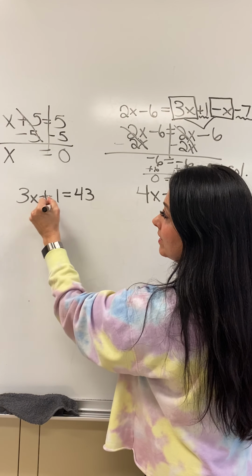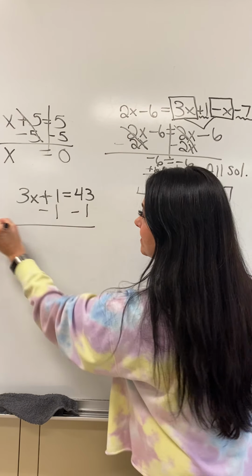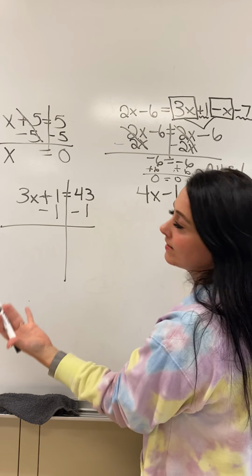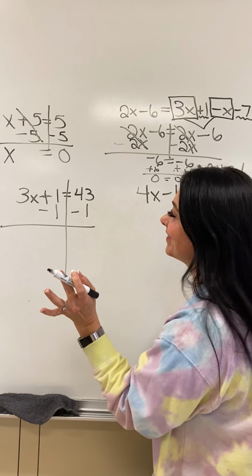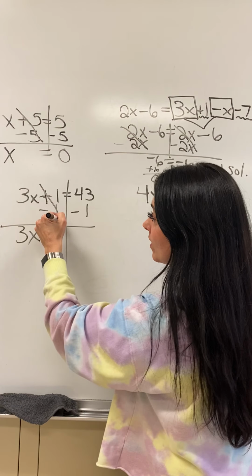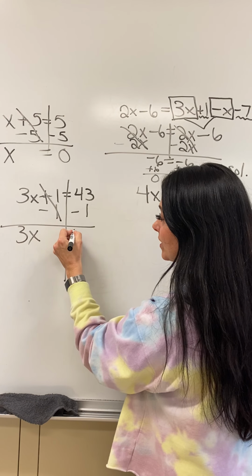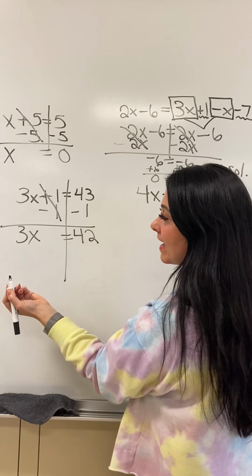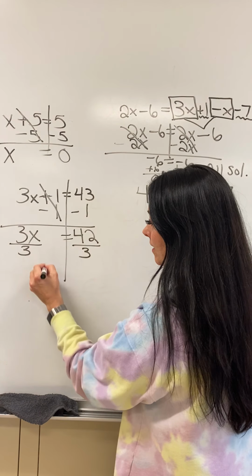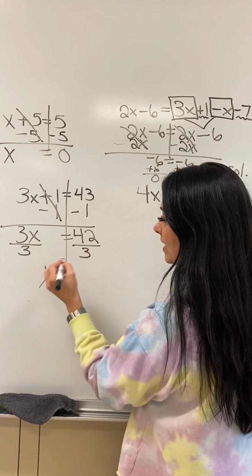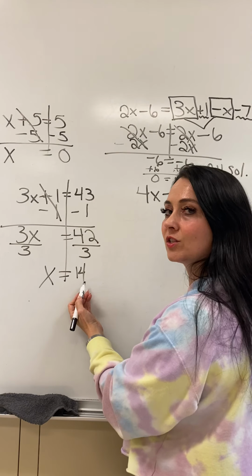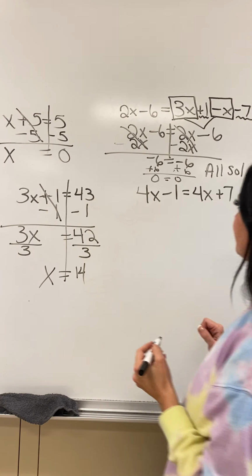So I've got a plus 1, so I'm going to subtract 1 from both sides. And when I say both sides, I mean both sides of the equal sign. If you haven't solved equations in a while, there's a reminder. So I bring down my 3x. That means my 1 went away. 43 minus 1 is 42. And then my last step is to divide both sides by 3. And 42 divided by 3 is 14. So 14 is the solution that will work for this equation.